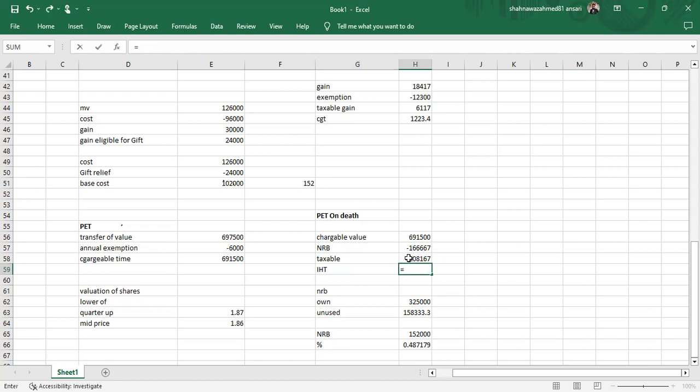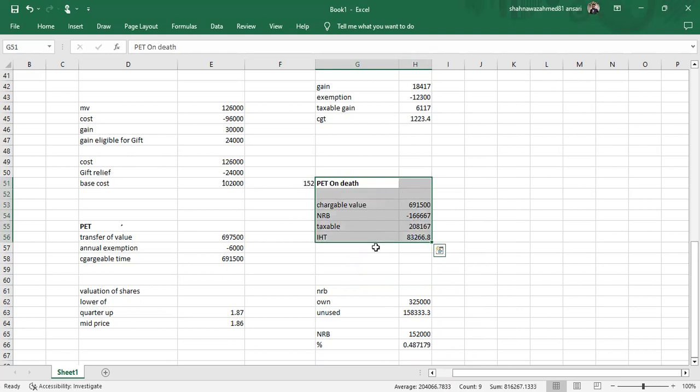Let's apply 40%. So this is the IHT, 83, and on this IHT we need to apply taper relief as well. So this is IHT payable. We have to apply taper relief. Her death is from 5 to 6 years.